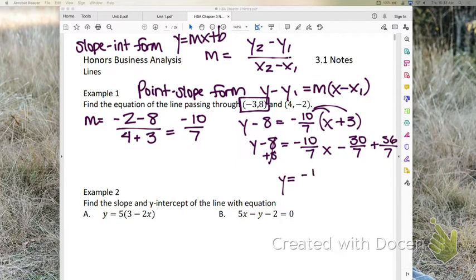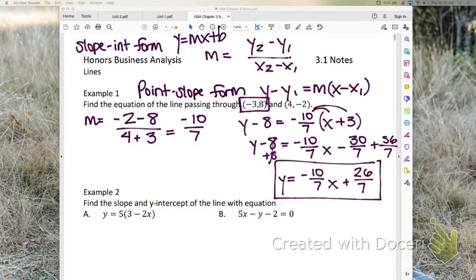Lovely numbers here. So my final answer, what's going to be my y-intercept? 26 over 7. Okay? Now, that's probably as gross as they get, and we just kind of started there. But be able to find a slope, be able to plug it into point slope form, and solve for y. That's kind of the main goal of the first set of notes here.